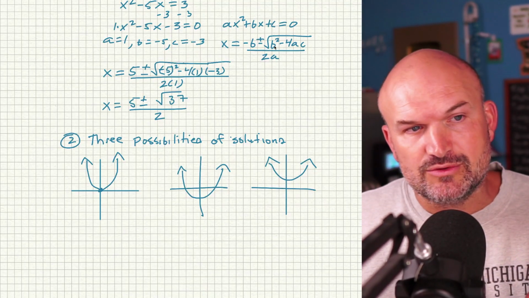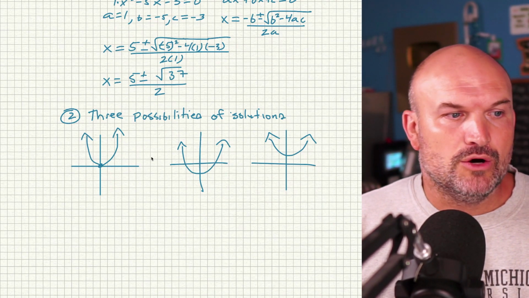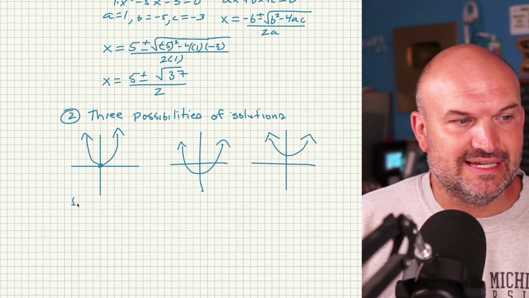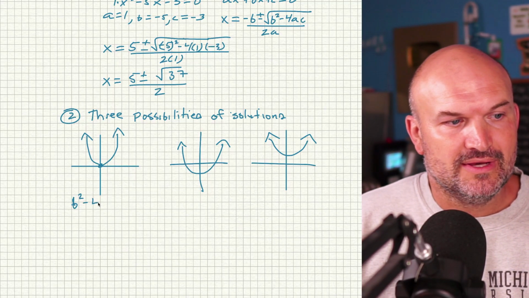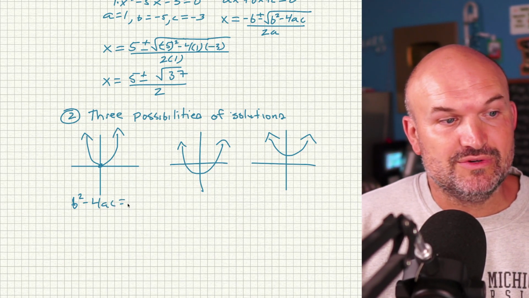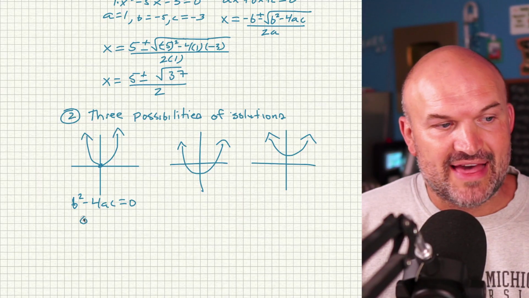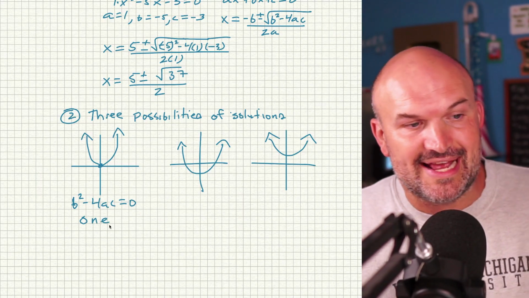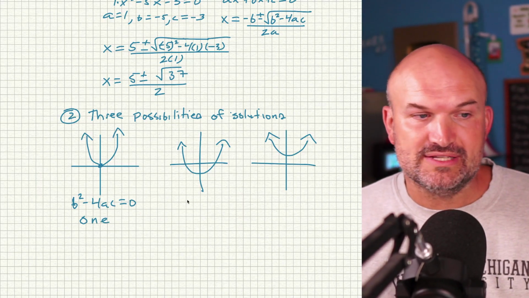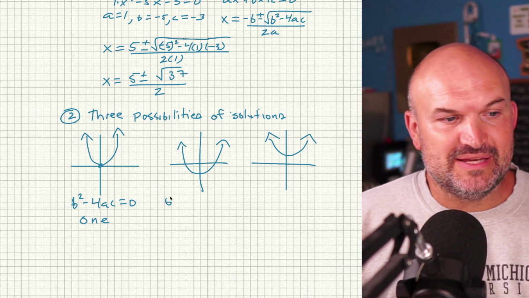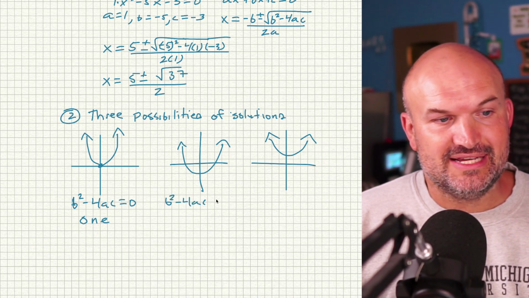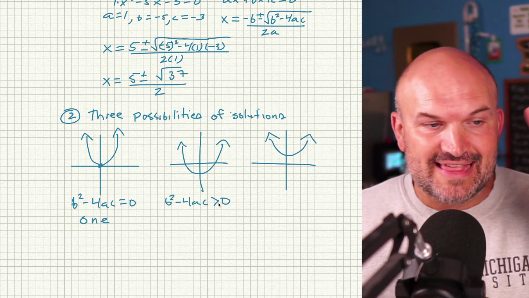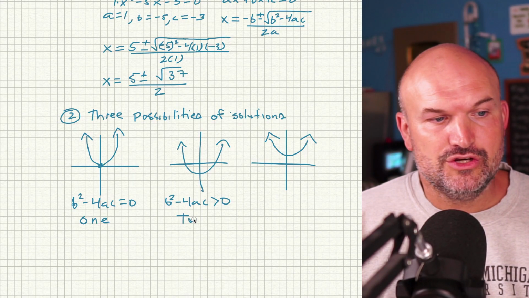Now, the discriminant is what is under our radical. So when we have 1 solution, that means that b squared minus 4 times a times c is going to be equal to 0. That is going to be our way that we can understand and identify when we have 1 solution. When b squared minus 4 times a times c is greater than 0, that is going to tell us when we're going to have 2 solutions.